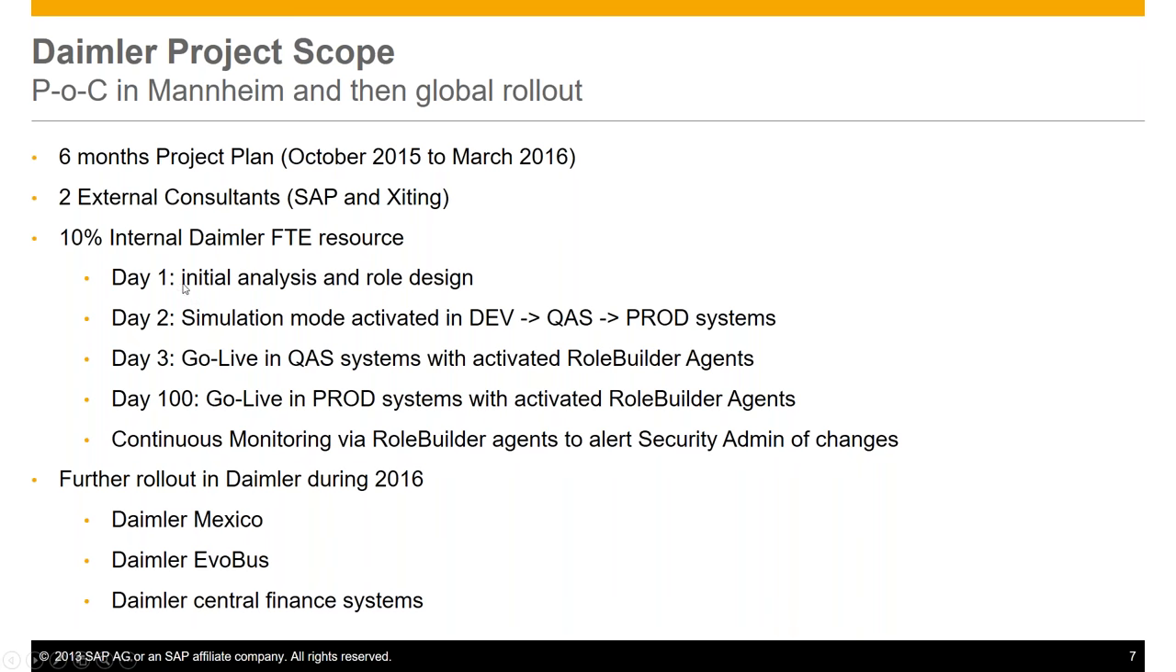The first day on the project was to initially analyze and design the roles, which I had shown on the previous slide, to work out how many roles we were going to need and how we were going to group them. On the second day, we had already built those roles. And what we did then was that we activated a function which we call simulation mode. We'll get to that in a moment within our software: how you can simulate whether a role would work or would not work for such a technical user without having to make the brave step to really switch it live.